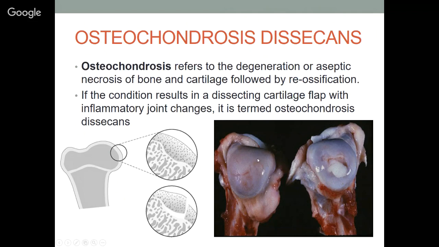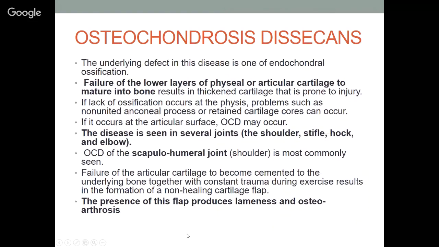And here you see a dog that has been necropsied. This is a dog with degenerative changes in one of its joints. And this joint looks normal, whereas this joint, you see a flap of cartilage down to the bone. The underlying defect in this disease is one of endochondral ossification. So what happens is that there's a failure of the lower levels of the physial or articular cartilage to mature into bone, and that results in a thickened cartilage, which is prone to injury.